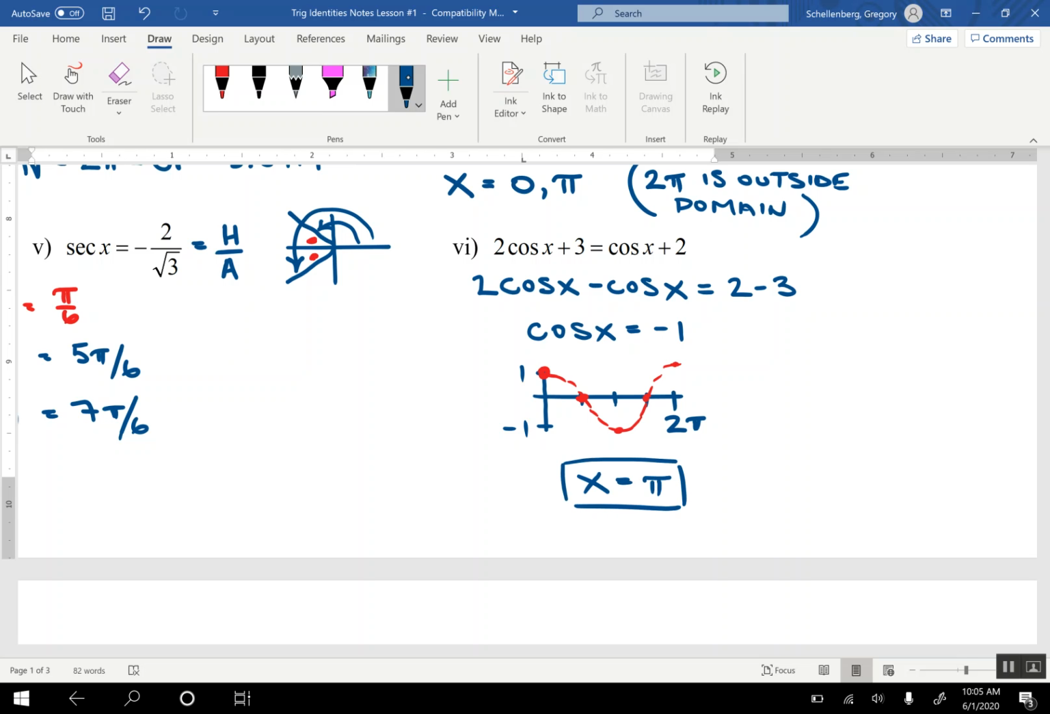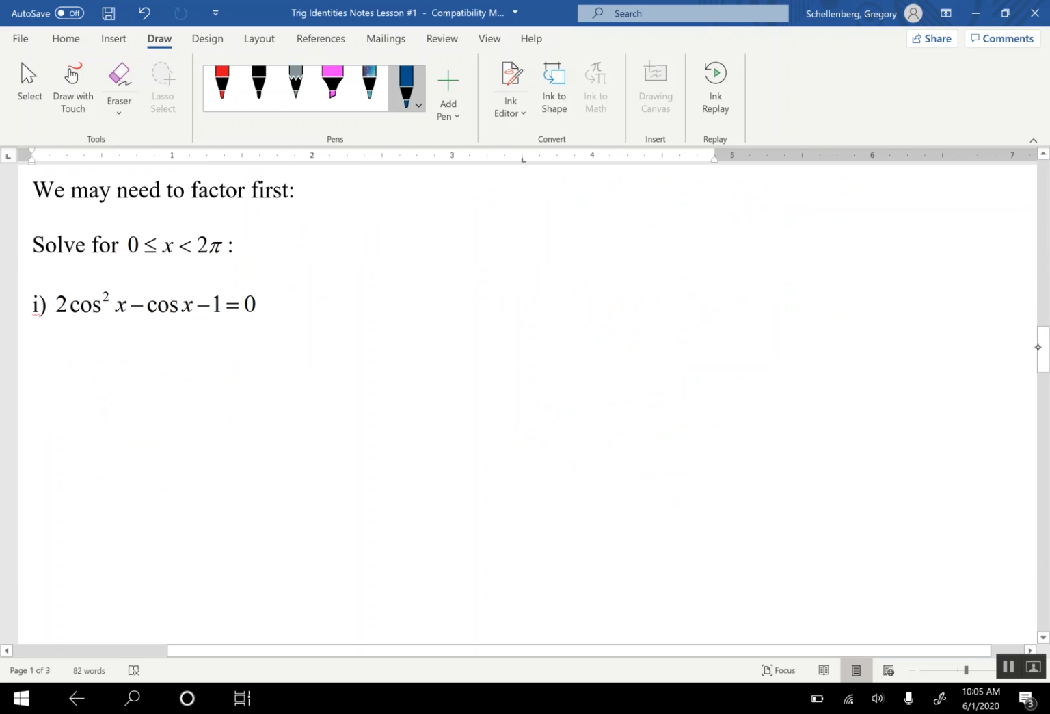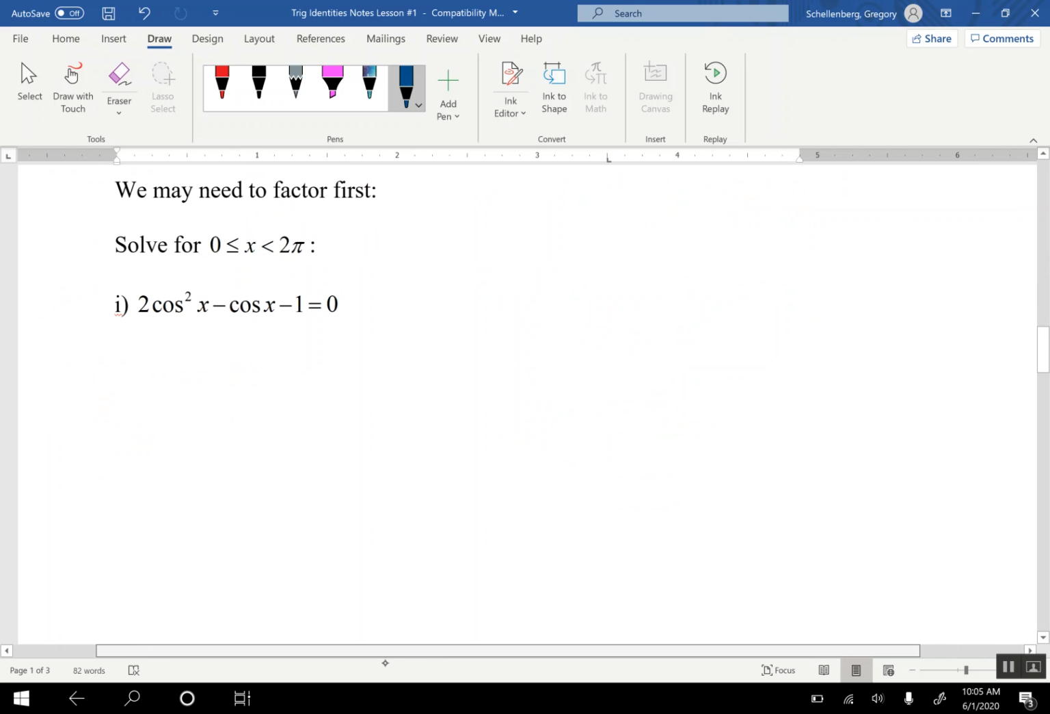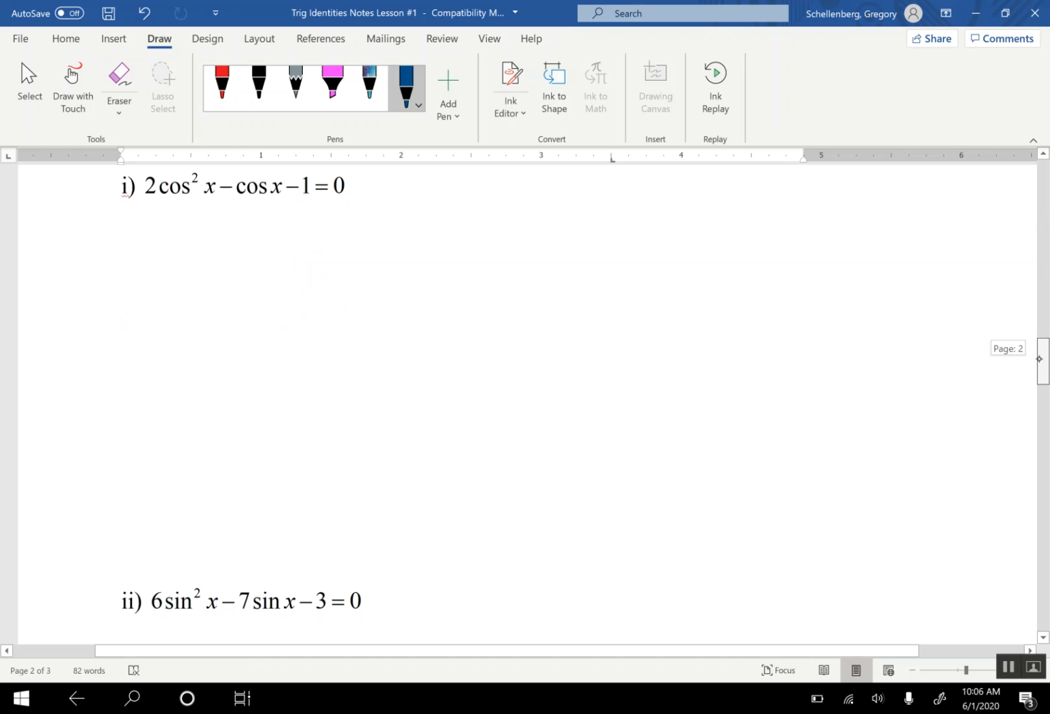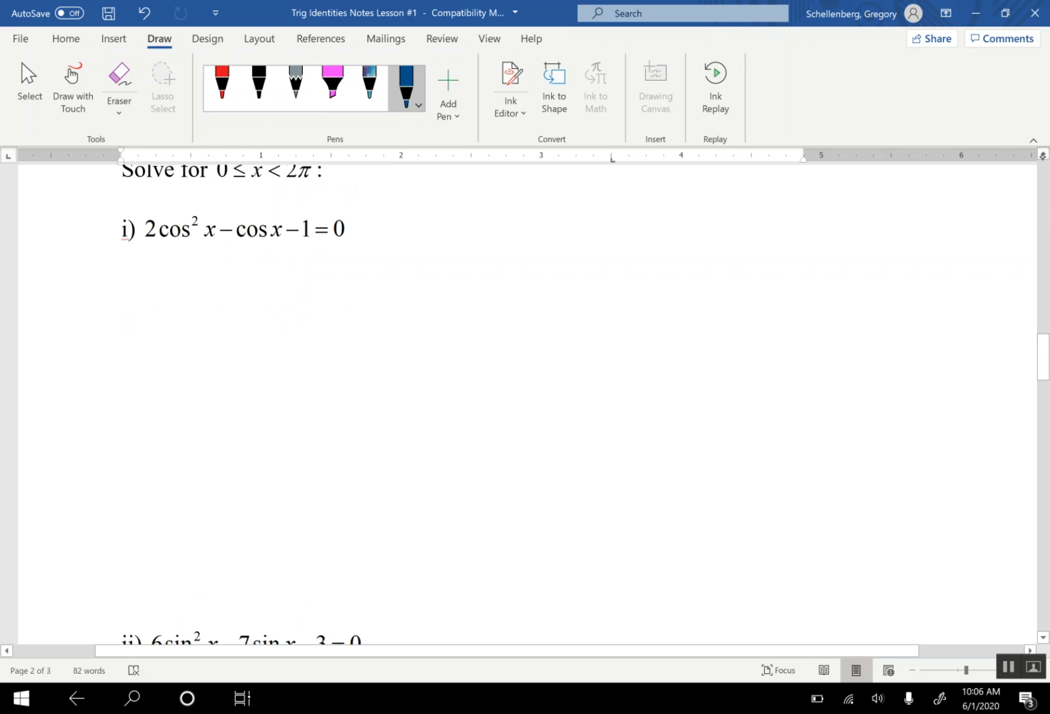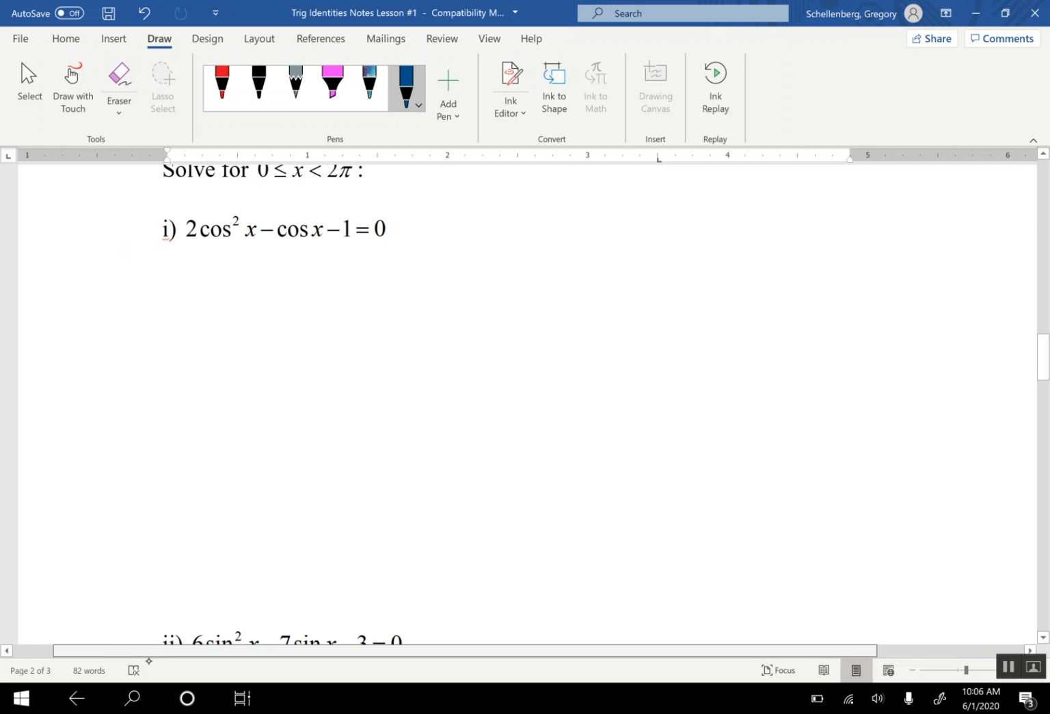Okay, flip the page. Moving on. So we may need to do some factoring first. Okay, so we're going to solve for values of x between 0 and 2 pi. Now this looks like a trinomial, and we are going to treat it like a hard trinomial. We'll just do a substitution first.